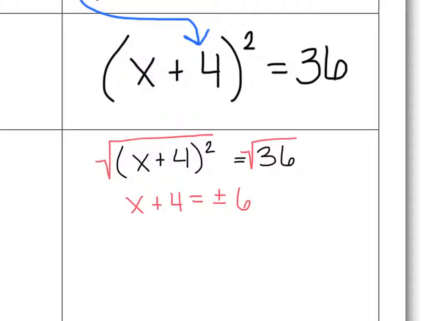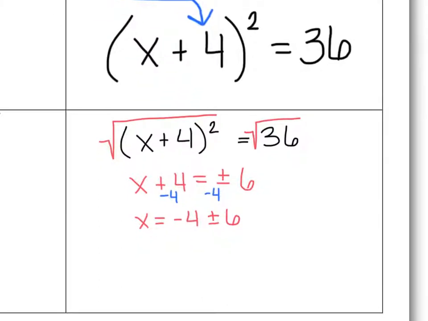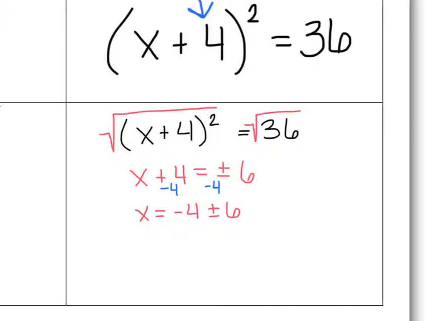We're still trying to get x by itself, so what should we do with this plus 4? Subtract it to the other side. Just for reducing confusion's sake, always put stuff in front of the plus minus. Leave the plus minus at the very end so it doesn't get confusing. So we'll have x equals negative 4 plus or minus 6. Are negative 4 and 6 like terms? Yeah, they're both just numbers.